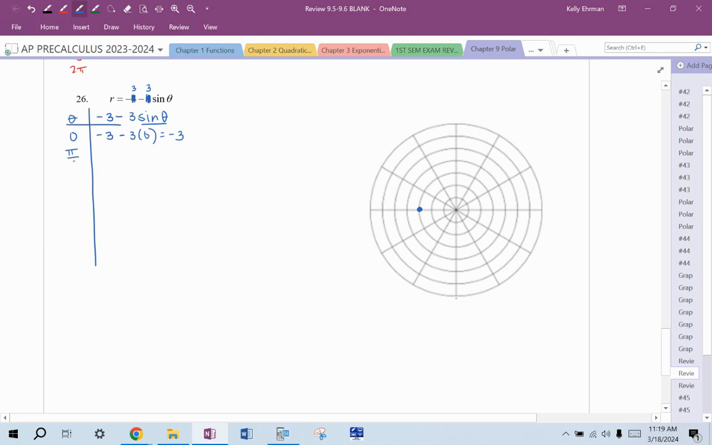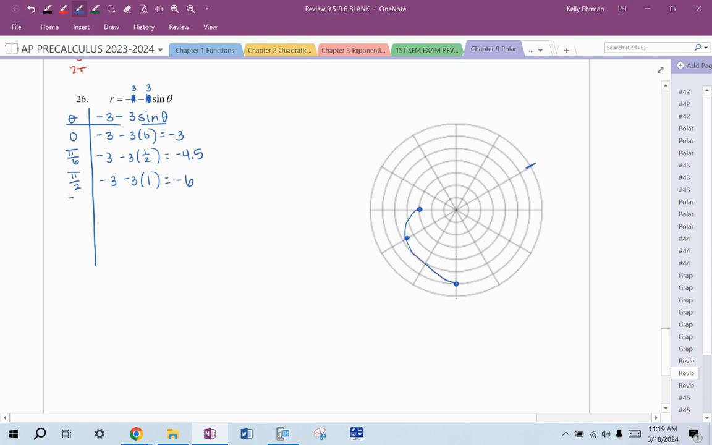Then we're going to plug in pi over 6. We get negative 3 minus 3 times sine of pi over 6, which is 1/2. Negative 3 minus 1.5 is negative 4.5. So face pi over 6, but go backward 1, 2, 3, 4.5. There. Then pi over 2. Negative 3 minus 3 times sine of pi over 2, which is 1, that's negative 6. So face pi over 2, but go down 1, 2, 3, 4, 5, 6. Or I should say go backwards, 6. Here's what we have so far.